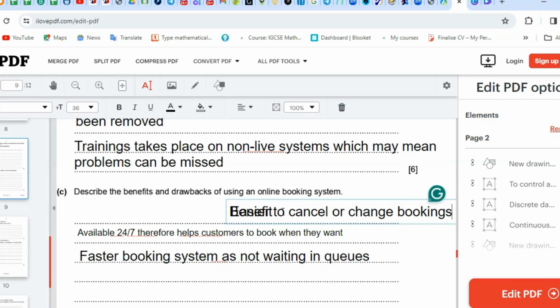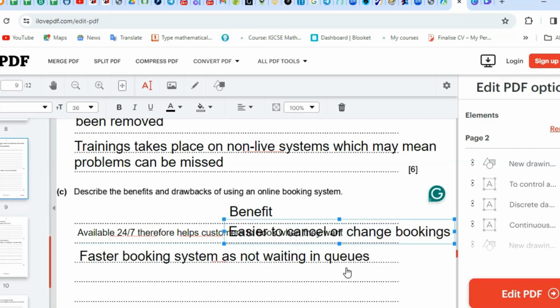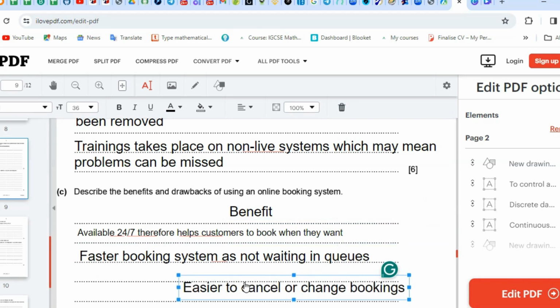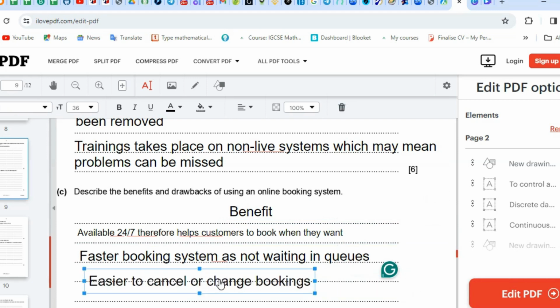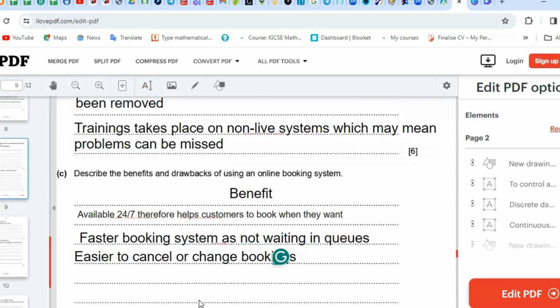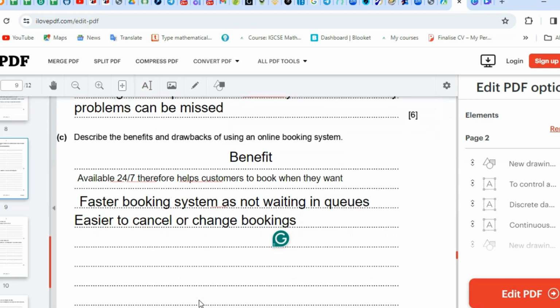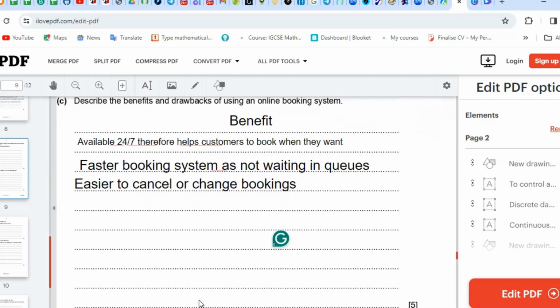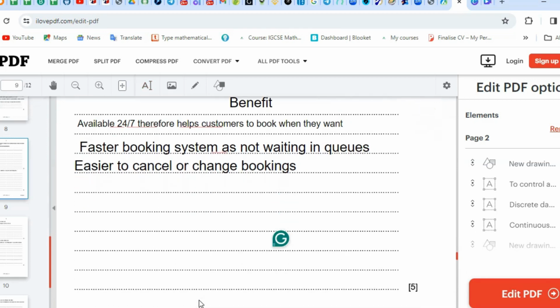Others are immediate confirmation of the booking. That's another advantage of an online booking system. Either it is your email that you want to get notification, or when you press enter, you just realize you've booked whatever you want to book.